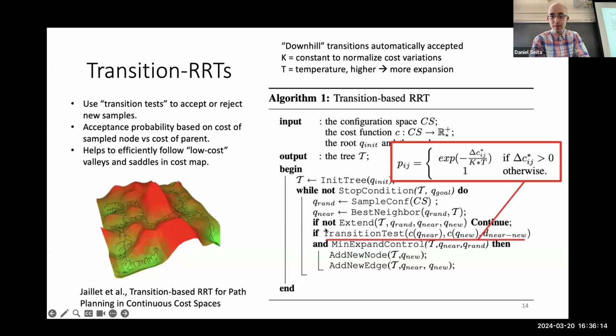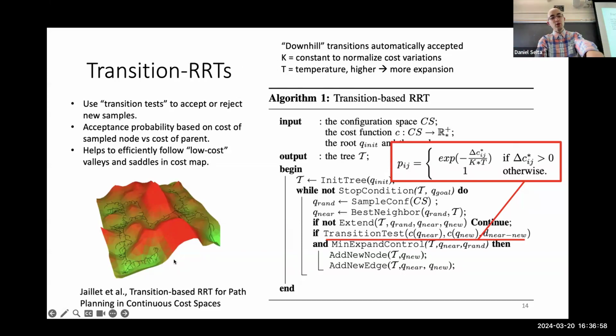And there's a transition test which you have to pass in order to accept or reject the sample to grow the tree. What this equation is doing is basically saying, if you're going from one point to another in this kind of environment, if you go downhill, you're always going to accept. If you go uphill, you accept proportional to the probability or the slope. So if you go from one point to another which is extremely high, then the probability of accepting it is much lower.